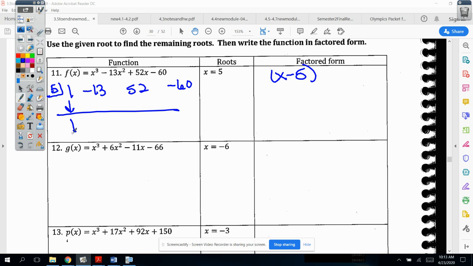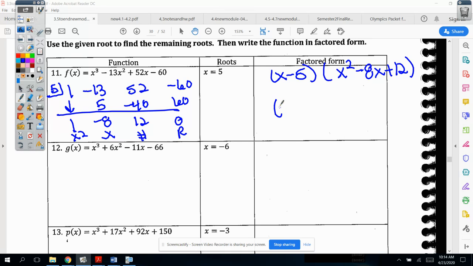So you drop the 1 in, you multiply, you add, you multiply, you add, you multiply. There's that remainder of 0 that I knew. This is my x squared. So then the other factor would be x squared minus 8x plus 12, but that does factor further. So you have x minus 5, and this will be a minus 6 and a minus 2. So you can get 6 and 2 as the other roots.